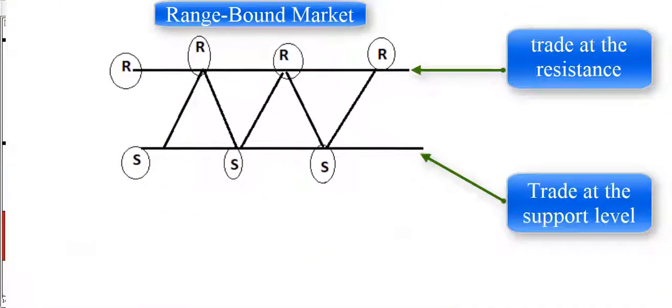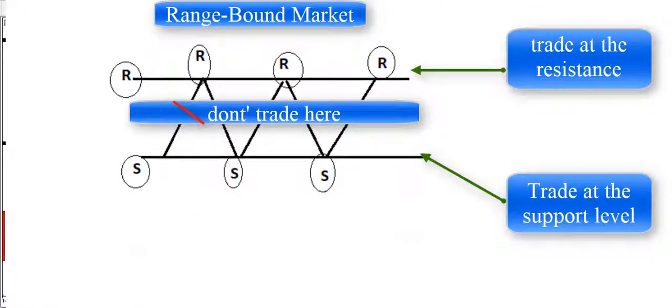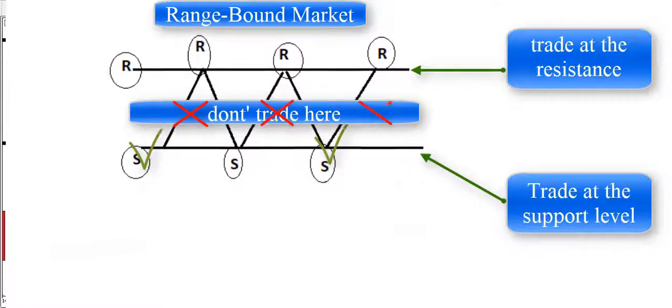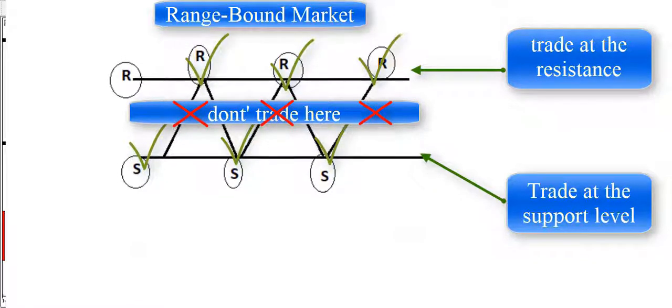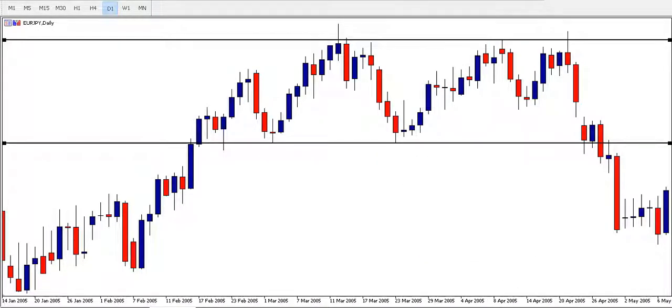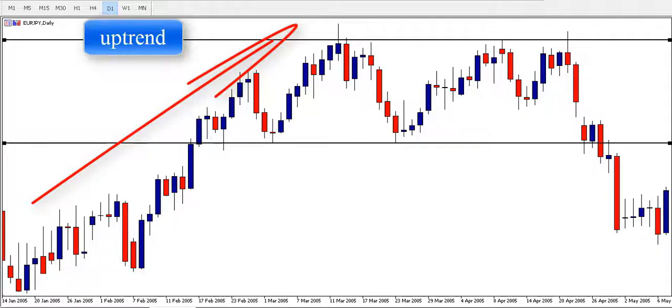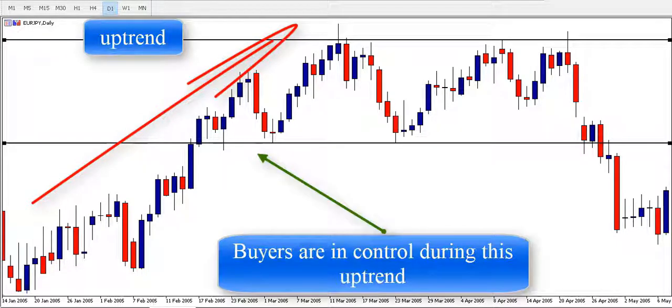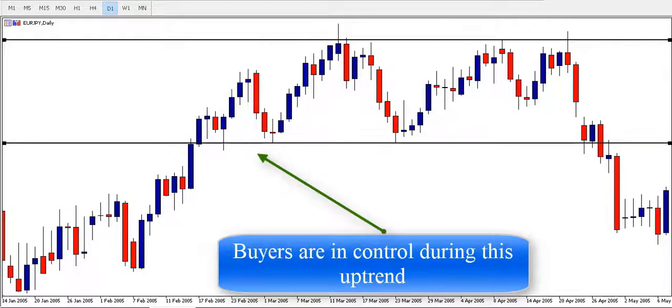And in this trading condition, you can't trade inside the range. You trade either from support or resistance levels. Let me show you a real chart example. As you can see in this chart, the market is trending up, making higher highs and higher lows. Right now, you know that buyers are in control of the market. Your ability to identify this uptrend will help you see who is in control of the market.